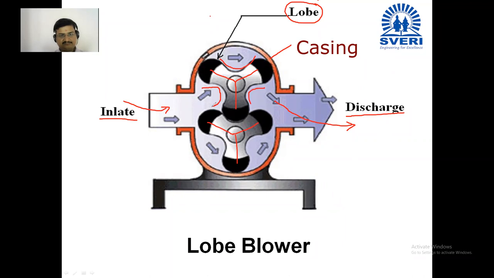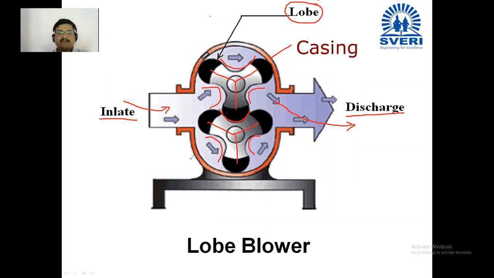1, 2, and 3. Similarly, you can see here, there are three gaps, 1, 2, and 3 in the next lobe also. Doni lobe madhe tin tin paddhatiche gap, kiwa you can see it as a cavity. Gap kiwa cavity you can find in this particular lobe.